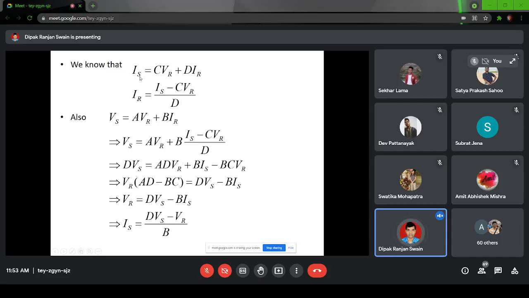So this is the second ABCD equation. Taking the current, IS equals CVR plus DIR. From that, IR is calculated, which is (IS minus CVR) by D. VS is equal to AVR plus BIR. If I put the value of IR from this expression, this will be the equation, and simplifying that will give us IS. So IS equals (DVS minus VR) by B.